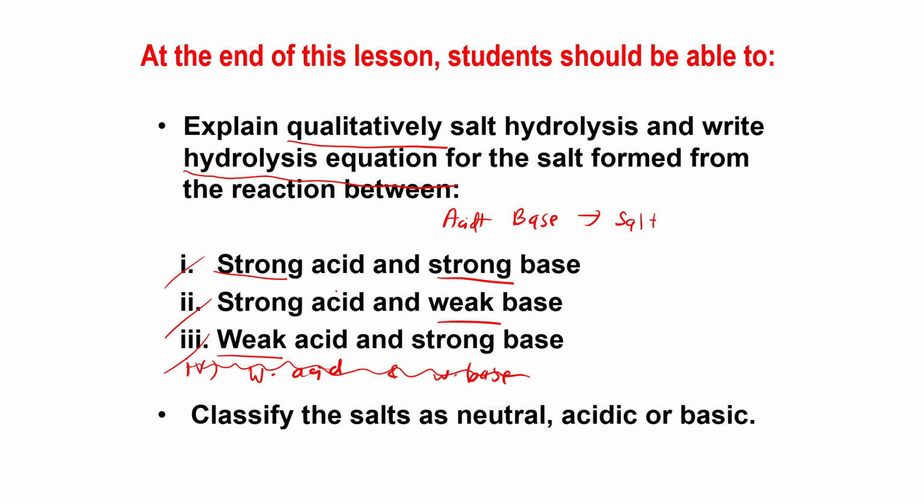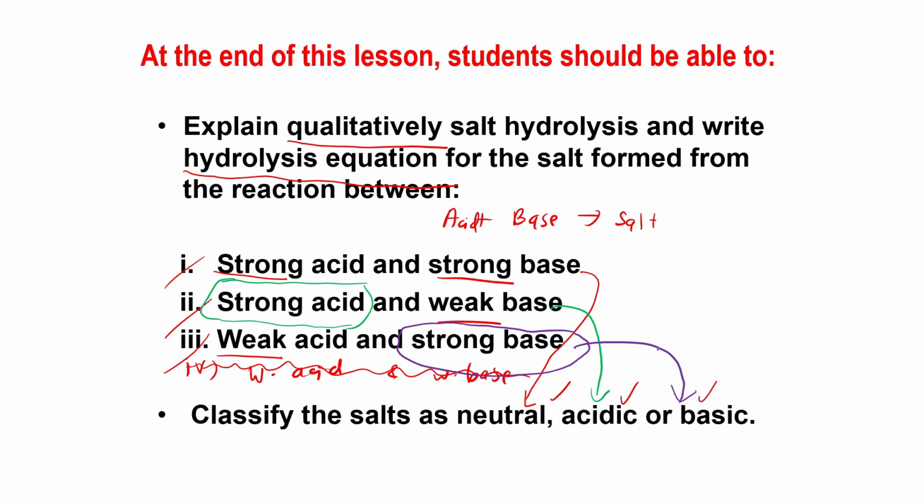So these 3 types of salt are classified as neutral, acidic or basic. Kita boleh identify from the reaction between base and the acid. Okay, for example, kalau dia ialah reaction between strong acid and strong base, dua-dua pun strong, dia akan produce neutral salt. Kalau reaction between strong acid and weak base, yang paling kuat ialah strong acid, so dia akan produce acidic salt. And the last one, kalau dia hasil daripada reaction weak acid and strong base, yang significant ialah strong base, so dia akan produce basic salt.